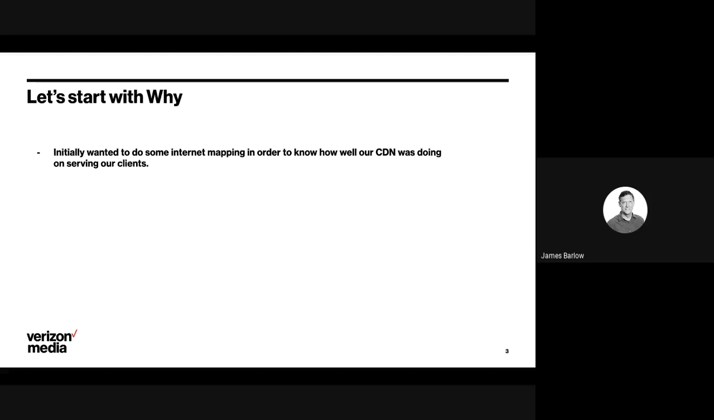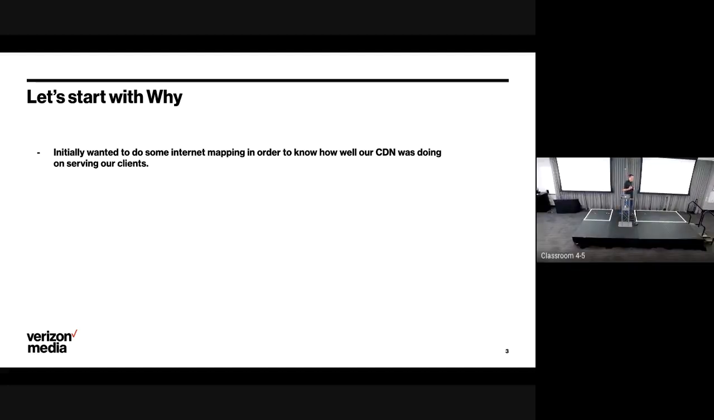So starting with why. Initially, they decided, let's go ahead and see if we can create and do some internet mapping. We want to find out how well our CDN is running. Are our clients doing well? Are we serving our clients well? Are they having low RTTs? And is the user experience good? So we decided, can we actually do some internet mapping?